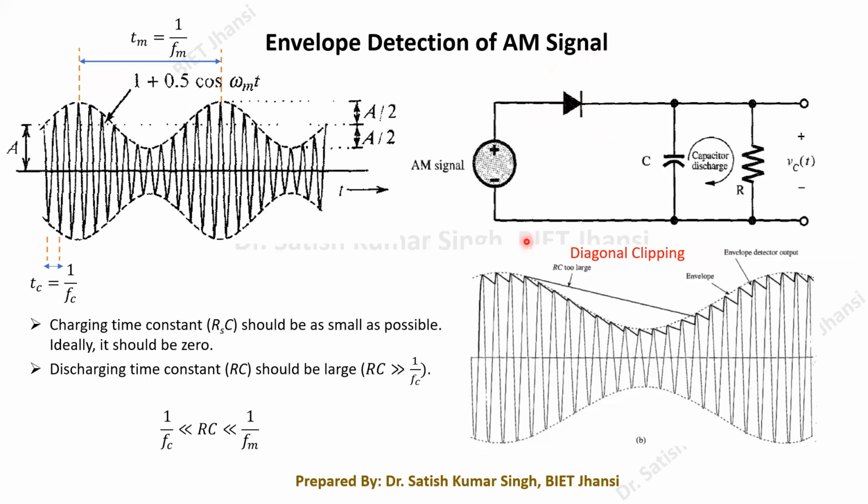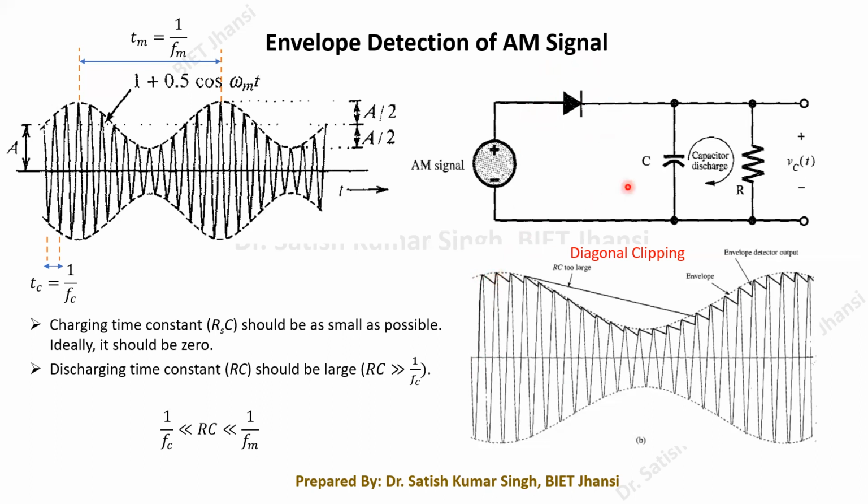So you can understand that in the first cycle the diode was completely on, then after that it was off and the capacitor was discharging, and again from this point to this point, the diode will become forward biased and start conducting, and then the capacitor again starts charging.